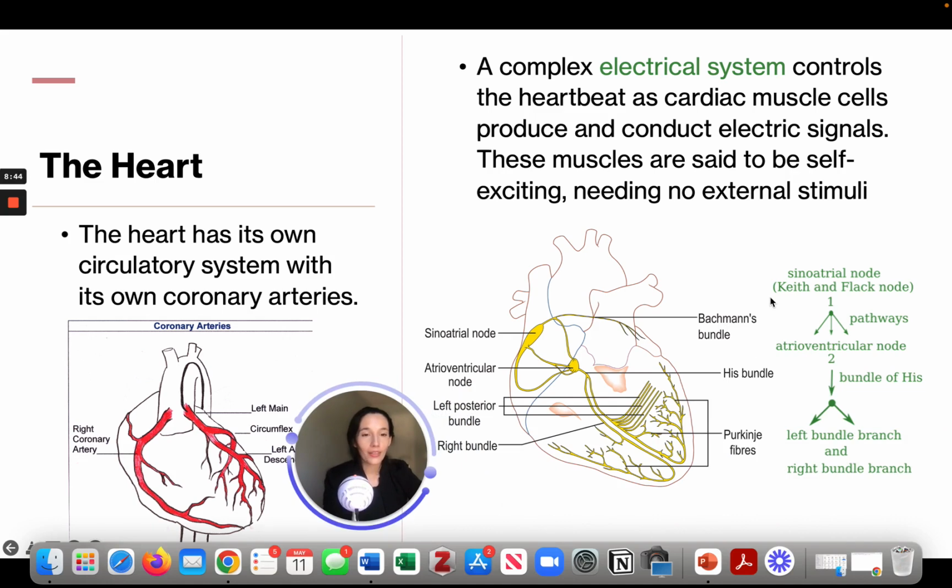And the way the electrical signals run is it goes from the sinoatrial node down to the atrioventricular node, to the bundle of His, to the left bundle branch and right bundle branch. So it pretty much just runs like this down the heart.